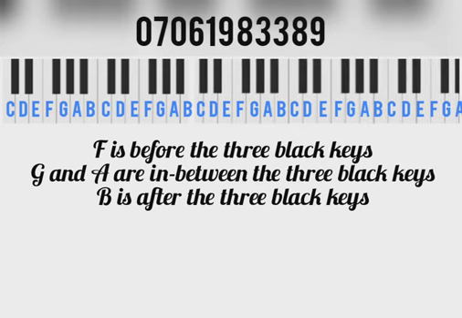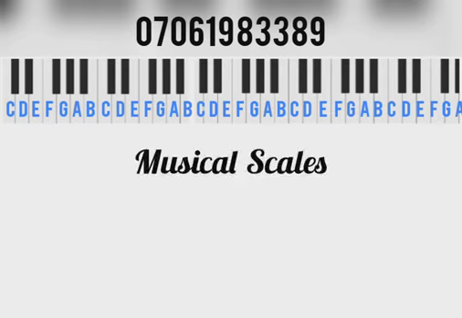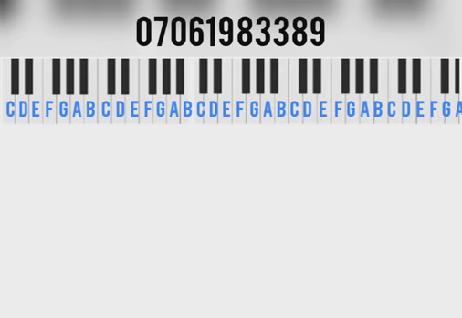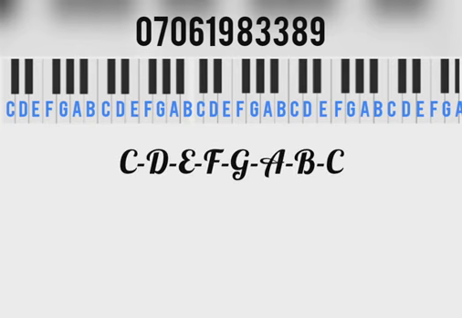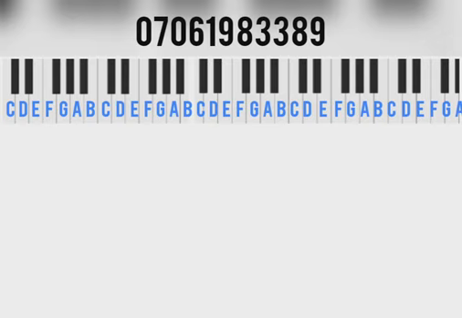Moving forward, we will be talking about musical scales. A musical scale is an organized sequence of notes. For example, C, D, E, F, G, A, B, and C. In a circle, think of the wall clock.